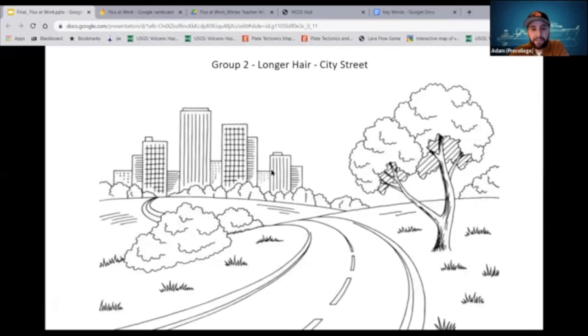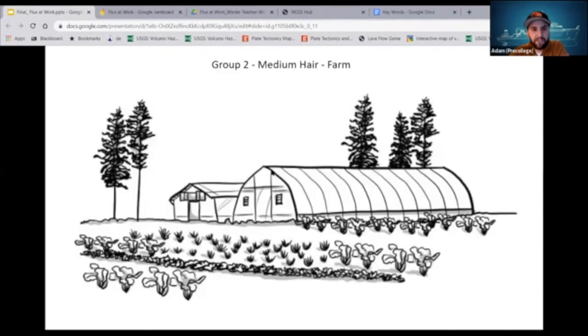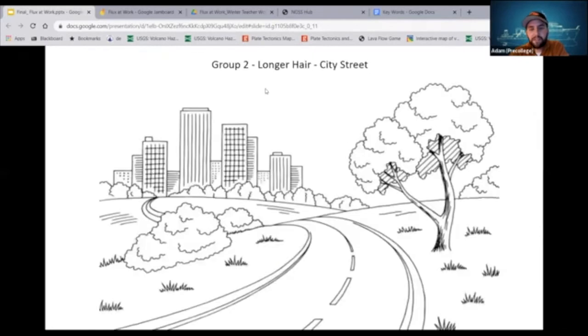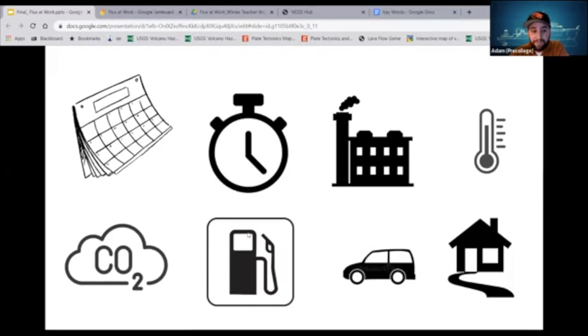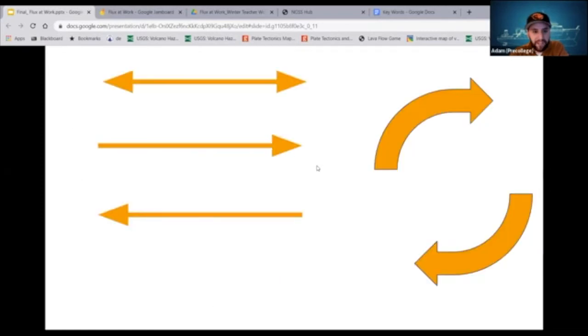Group 2, actually, I think this one should be group 3. Yep, group 3. So Long Hair City Street, you might have seen this example before in books related to the carbon cycle. So things like factories, cars, gas stations, homes, temperature. You can also, if you want, find other icons on the internet with copy and paste if you like, but I know working with students, it's nice to give them just examples right away.